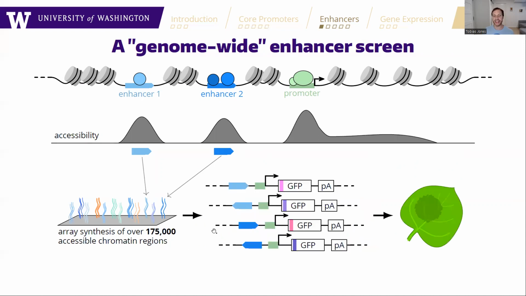And so these enhancer candidates were then again cloned into our reporter construct upstream of the 35S minimal promoter. And we actually cloned them in both the forward and the reverse orientation, essentially doubling the number of test sequences. And all those sequences were then again pooled and transiently transformed into tobacco leaves.